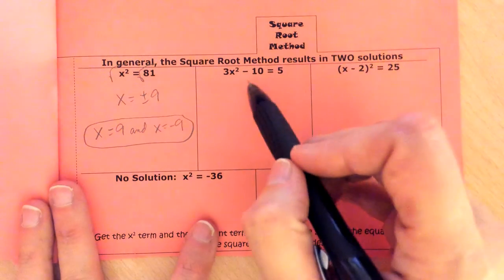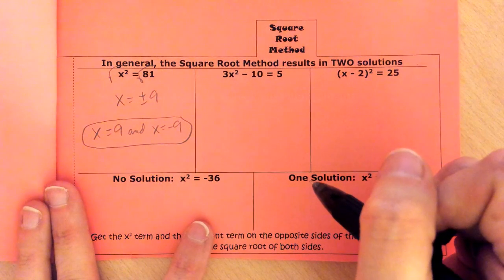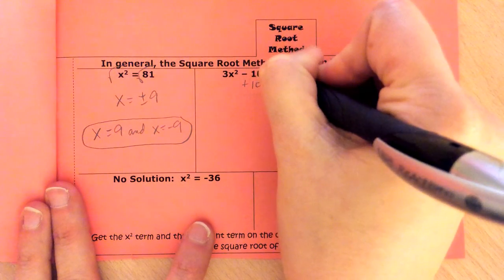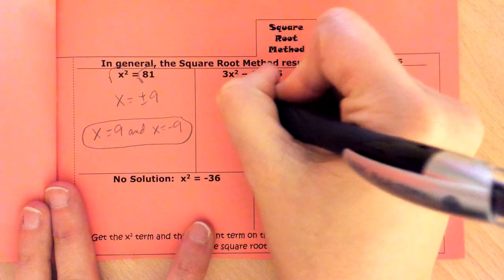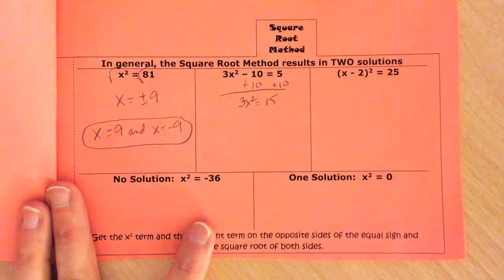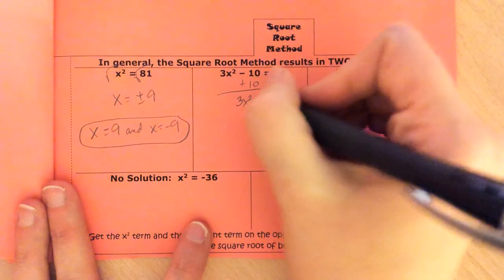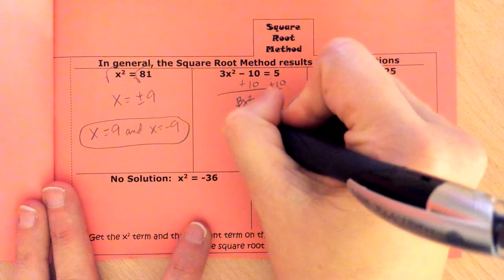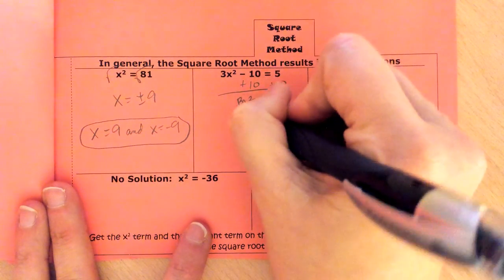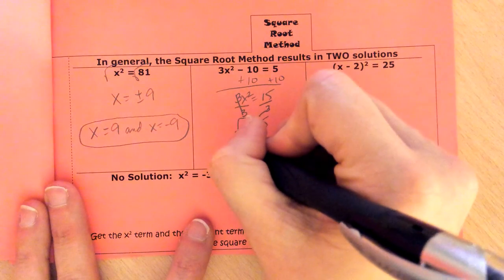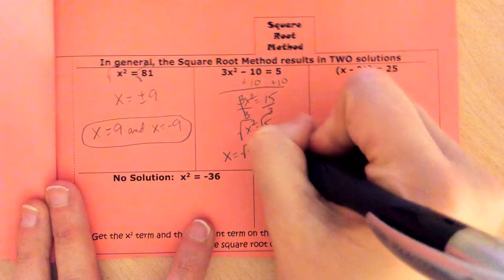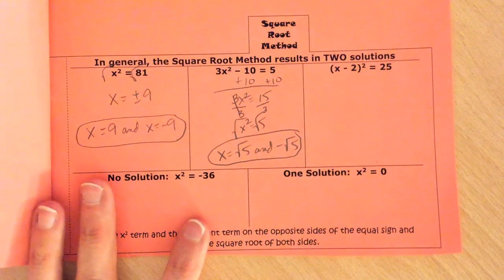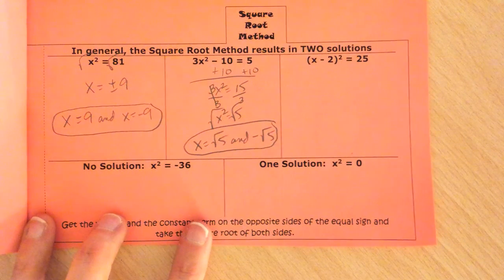Okay. What am I going to need to do to solve this one? Add 10 to both sides. So now I have 3x squared equals 15. Am I ready to go? No. No, I got to divide by 3 because I just have to have an x squared over there. So I have x squared equals 5. Now I can take the square root. I have x equals square root of 5 and negative square root of 5. Okay? So far, so good?